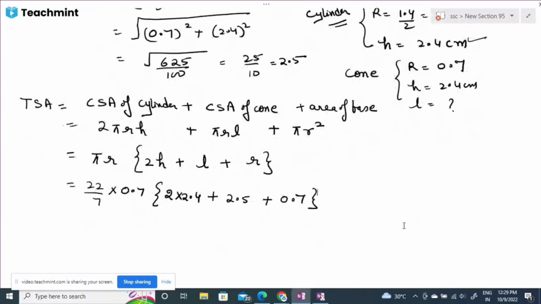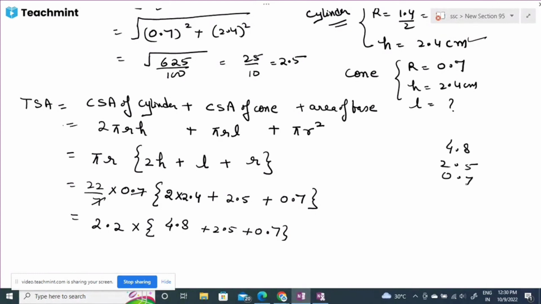Okay, now these two get cancelled. If we multiply, it becomes 2.2. Now 2 4s are 8, 2 2s are 4, 2.5 plus 0.7. It's easy to find. 4.8, 2.5, 0.7, that is 8 only. So 2.2 into 8. 8 2s are 16, 8 2s are 16, 17.6. It's easy.